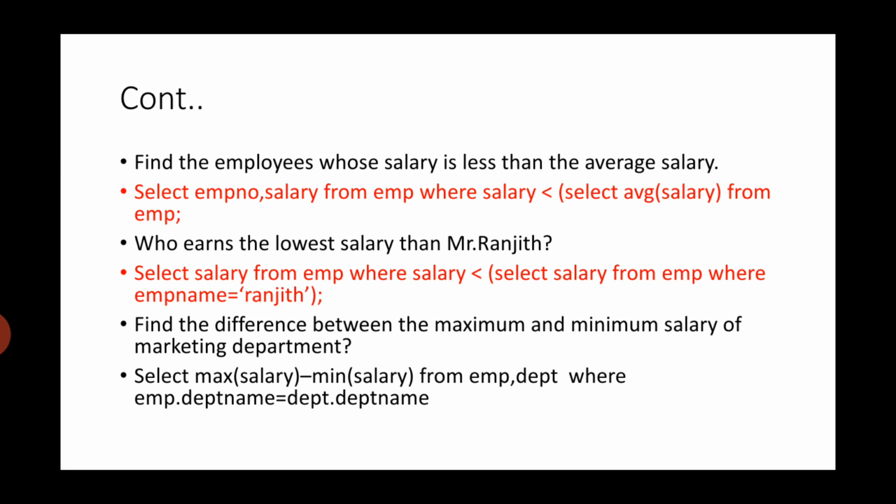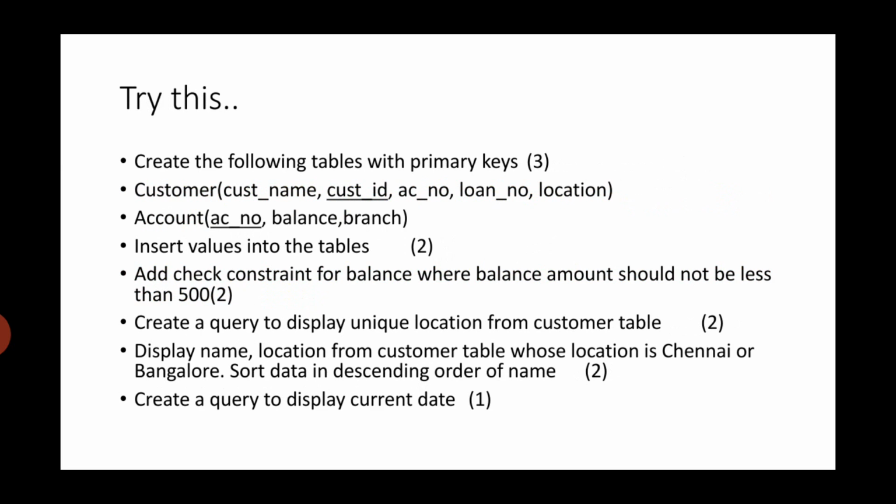Select max of salary minus min of salary from employee comma department. So the department name is common for both tables. So I can write like this, where employee dot department name is equal to department dot department name. Like this you can try the queries for the upcoming slides.